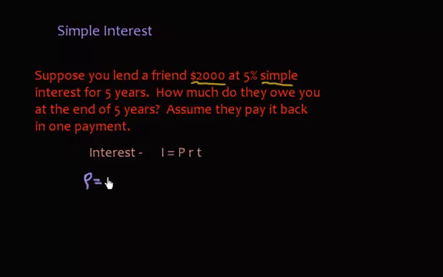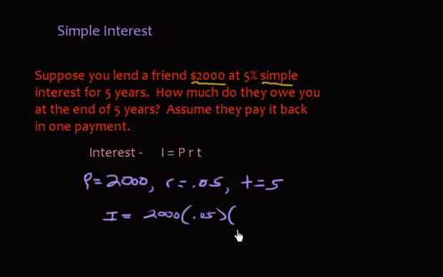Well, we're going to have our principal, which is $2,000. We have an interest rate of 0.05. Remember, write it as a decimal. And T, measured in years, which would be 5 years. And so our interest would be to multiply all these three together. So 2,000 times 0.05 times 5. That's going to equal $500.